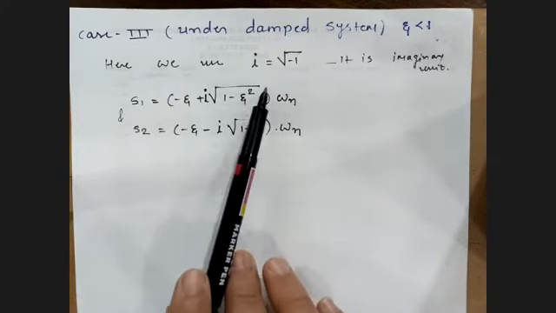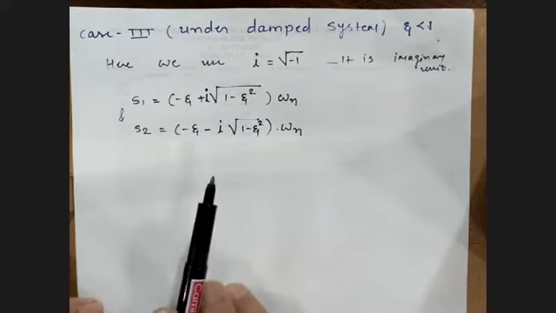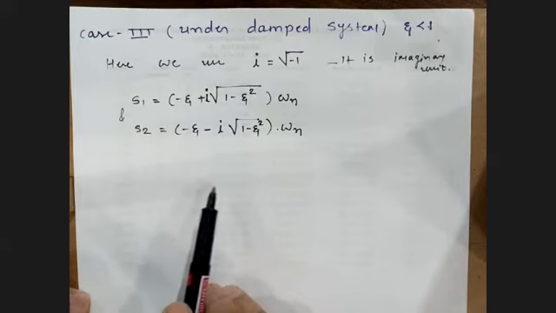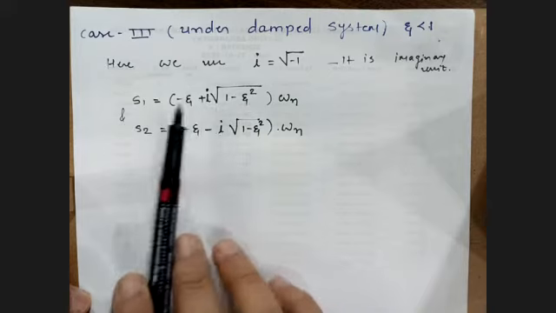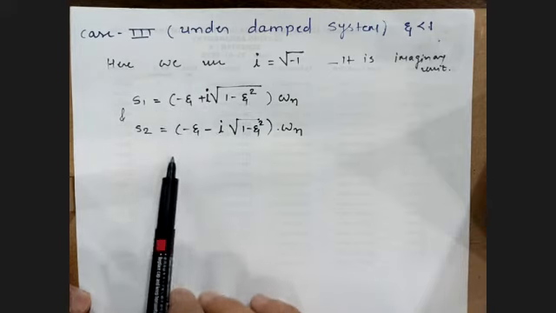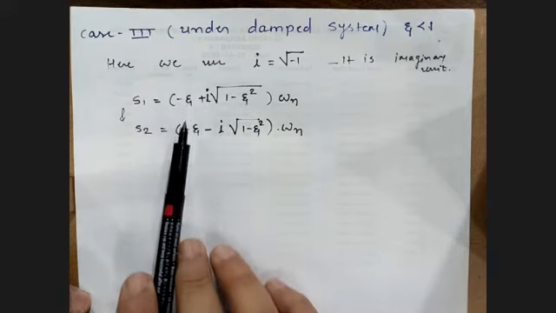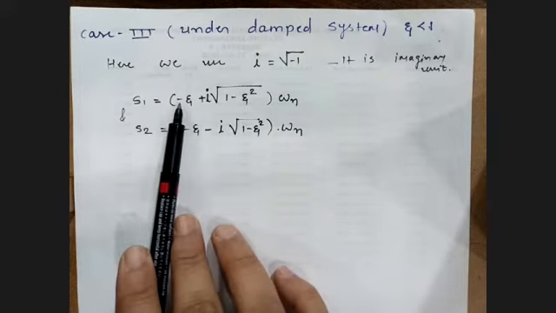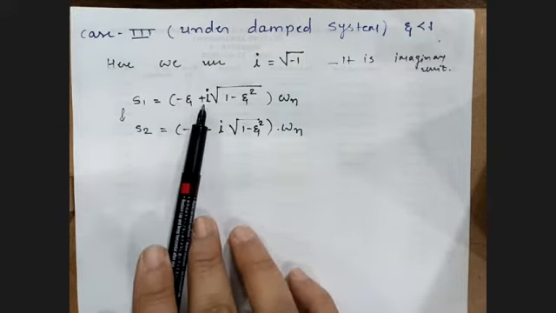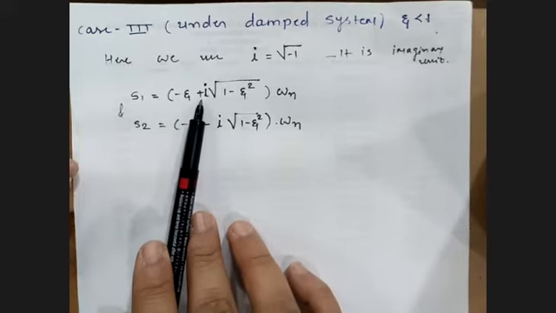Now we have to use these two roots in the solution. Here again you can see that if zeta is less than 1, the roots are negative and distinct. It means they are different roots, not the same roots, but they have some imaginary values. So what should be the solution of this?